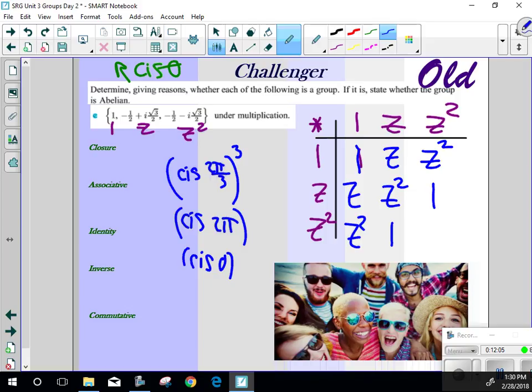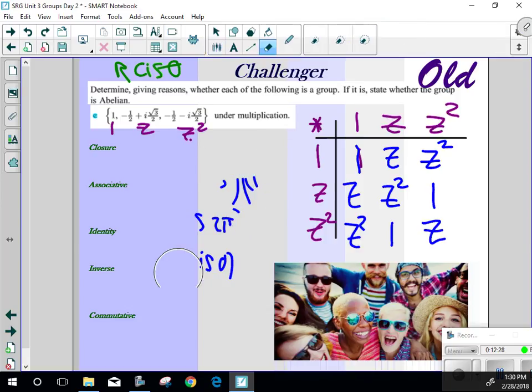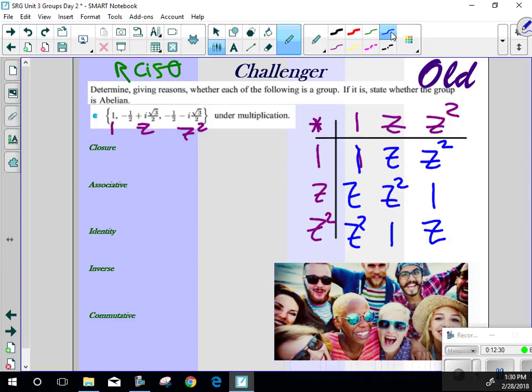And the only one we have to figure out is what is this going to be to the fourth? I'm going to give you a hint. It's cis 2 pi over 3 to the third times cis 2 pi over 3. What's that going to be? z cubed is 1, so this is going to be z. Now, as you're looking, there you go, easy. So when you're looking at this Cayley table, what do you notice about it? It's a Latin square. It is closed.